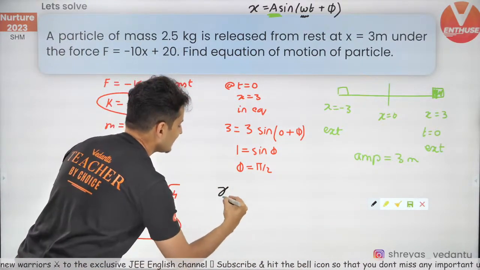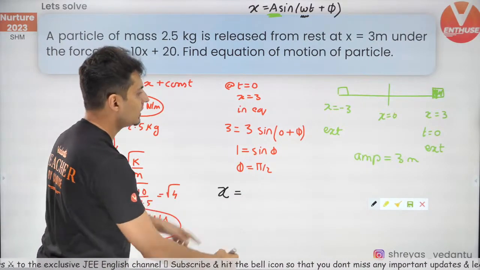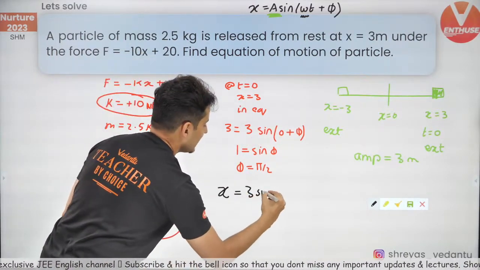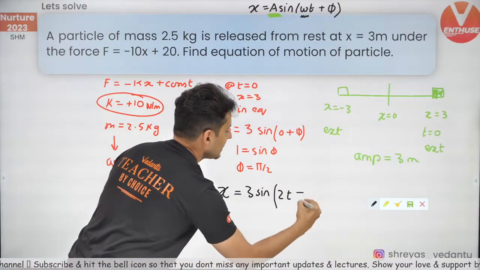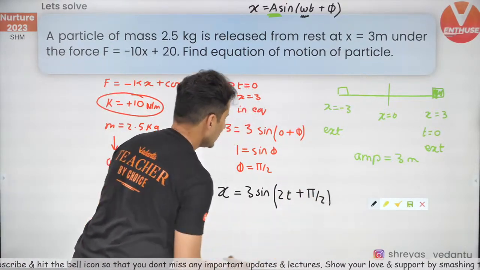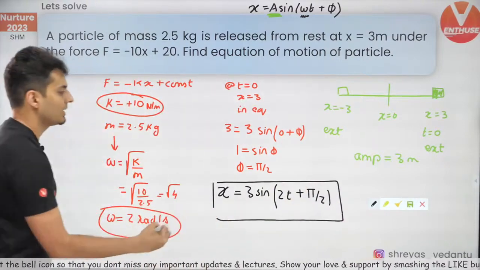So what's the final answer? x will be equal to amplitude sine omega, which is 2, into t plus pi by 2. That is our final equation.